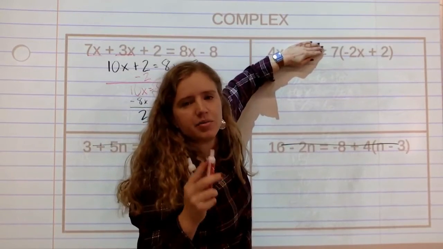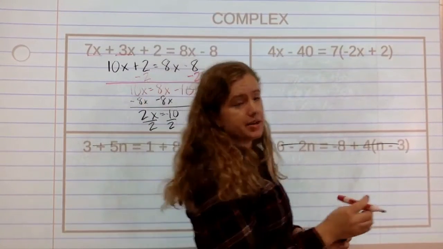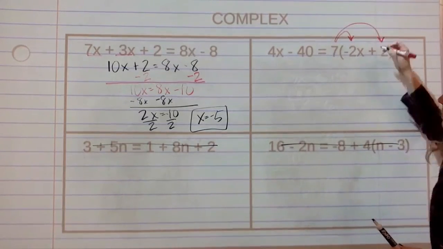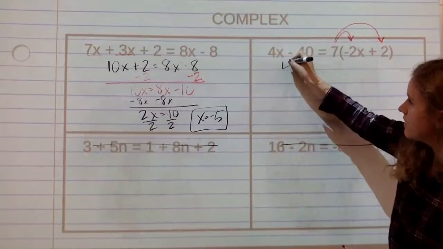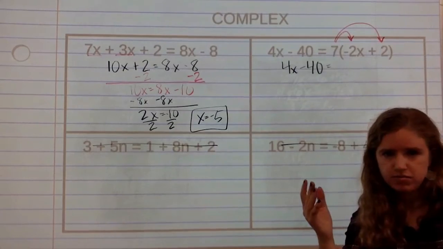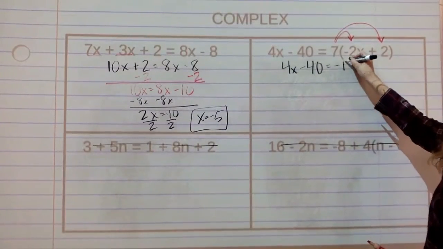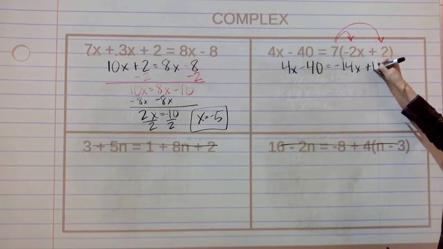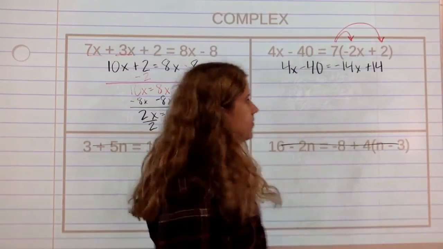Is there anything I need to do with this side? Yes. I need to get rid of those parentheses, and we've done a lot of this in the last 3 days. So I know I need to get rid of those parentheses by doing the distributive property, which means I'm going to be multiplying them. So we're going to drop down our left side, so we get 4x minus 40 equals, this is where we multiply. You got 7 times -2, -14x. 7 times +2, 14.